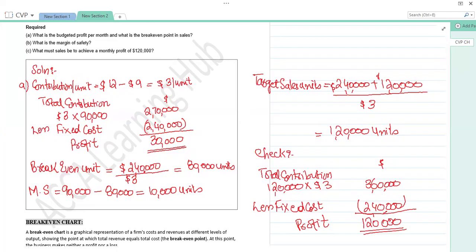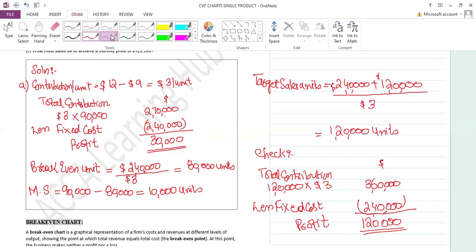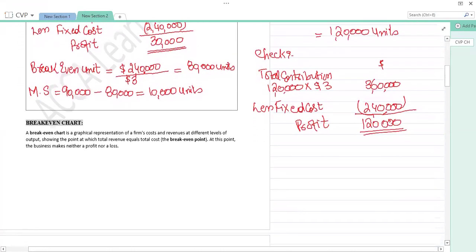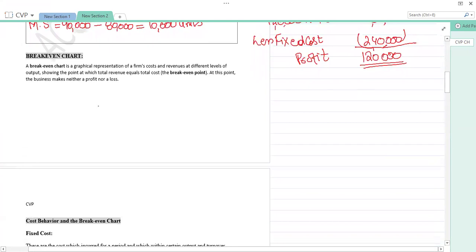Now, single product break-even charts. What is the break-even chart? It is a graphical representation of a firm's cost and revenue at different levels of output, showing the point at which cost and revenue are equal, that is the break-even point. As we already discussed, when total revenue is equal to total cost, this is your break-even point. No profit, no loss.